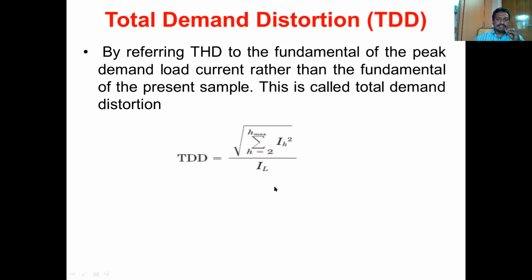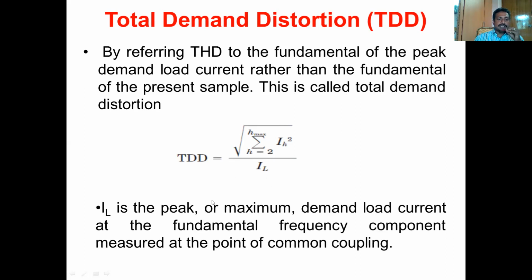Both are almost equal, but the only difference is that peak load demand current is used. So IL is the peak or maximum demand load current at the fundamental frequency measured at the point of common coupling. I'll explain in the further course what the point of common coupling is. This happens in case of the transformer.